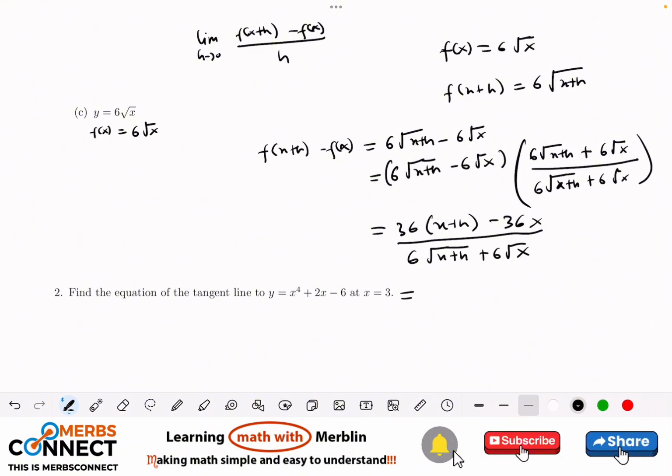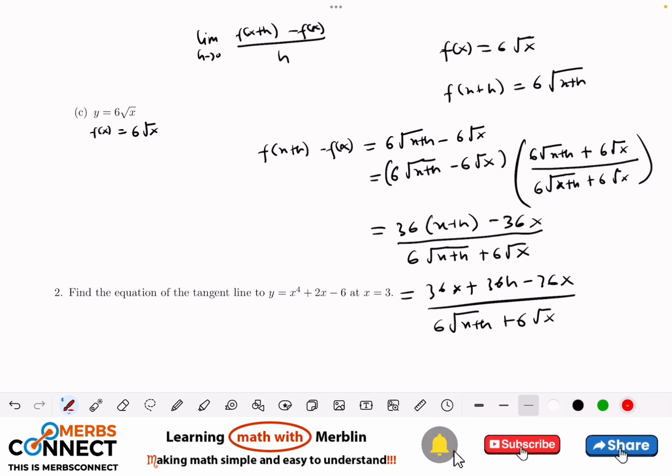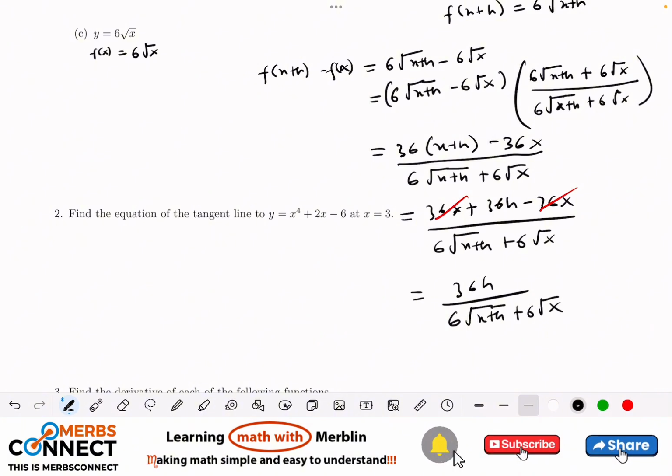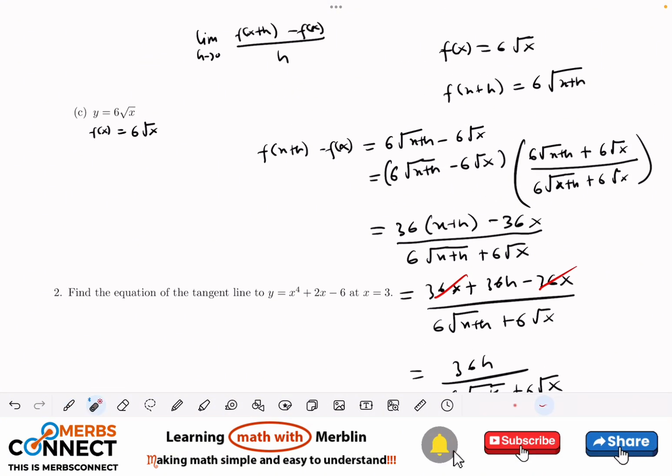So let's expand what we have there. That top will be 36x plus 36h minus 36x divided by 6 root of x plus h plus 6 root of x. So good. This will cancel this. So we are going to have 36h divided by 6 root of x plus h plus 6 root of what? X. Good.